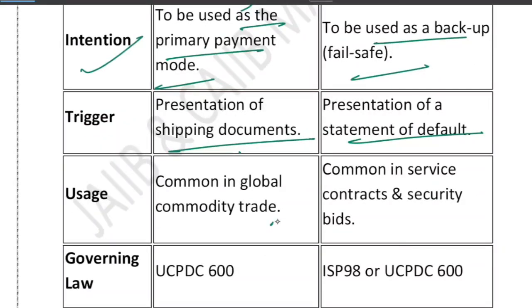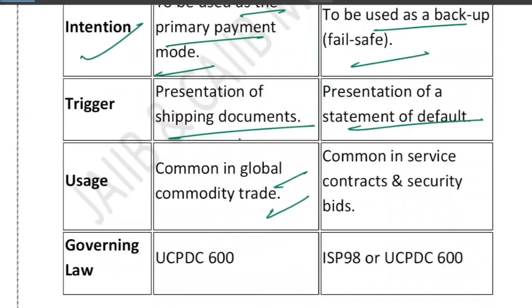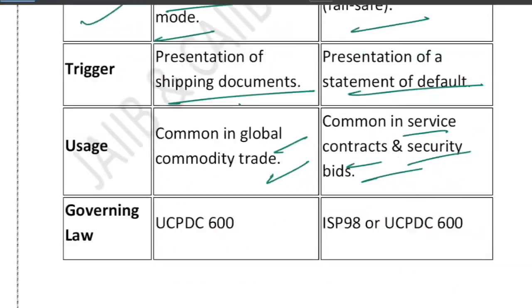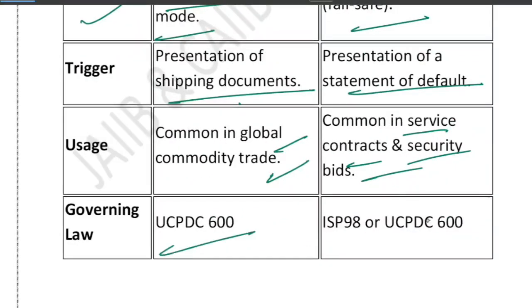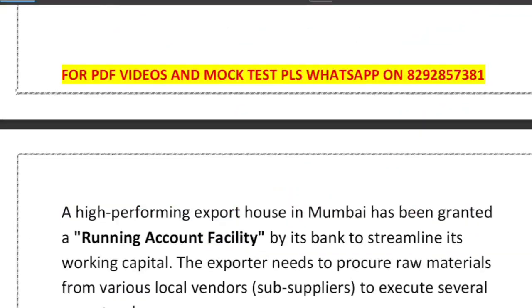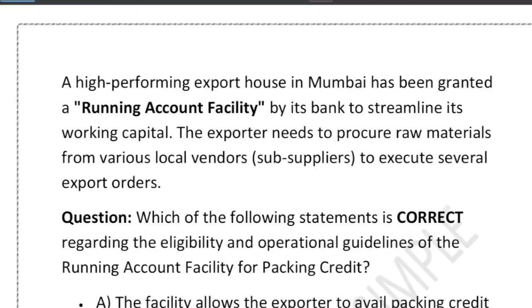And commercial LC is common in global trade, and the SBLC is used in service contracts and security bids. Governing law is UCPDC 600 here and ISP 98 there. Right, please note it down. Now we are moving toward a very good question, right?